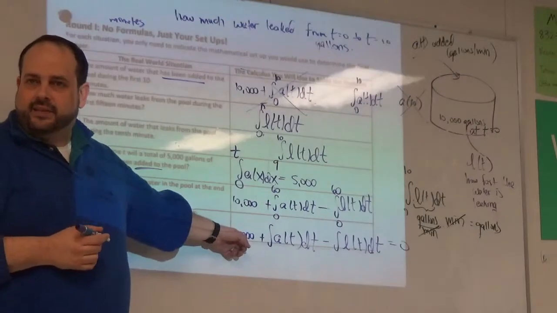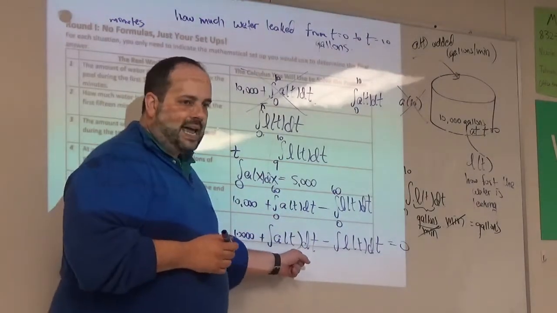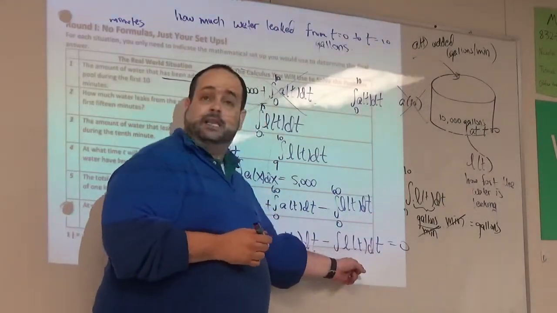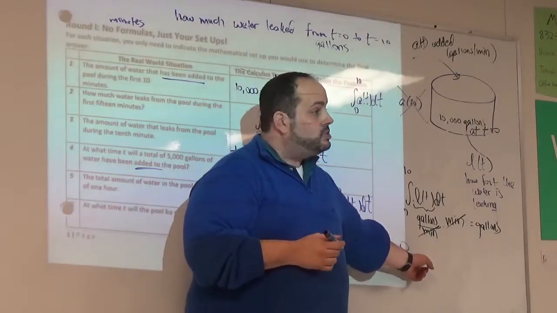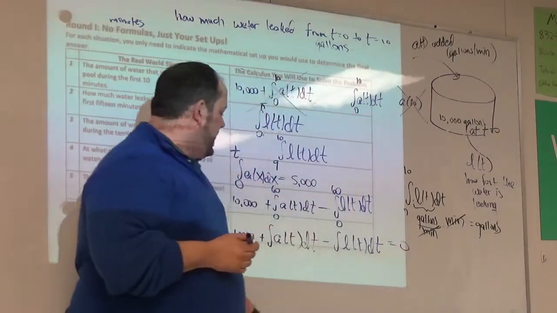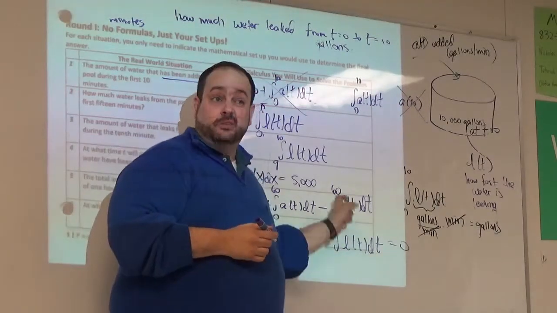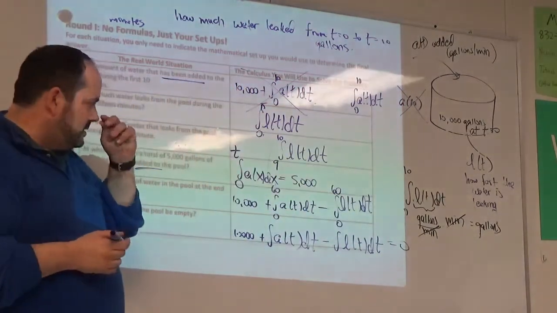The 10,000 that I had in the beginning, plus how much did I add, minus how much did I lose, gets me to 0 gallons of water. What we haven't figured out though are my limits of integration. Melissa, what are your thoughts here?